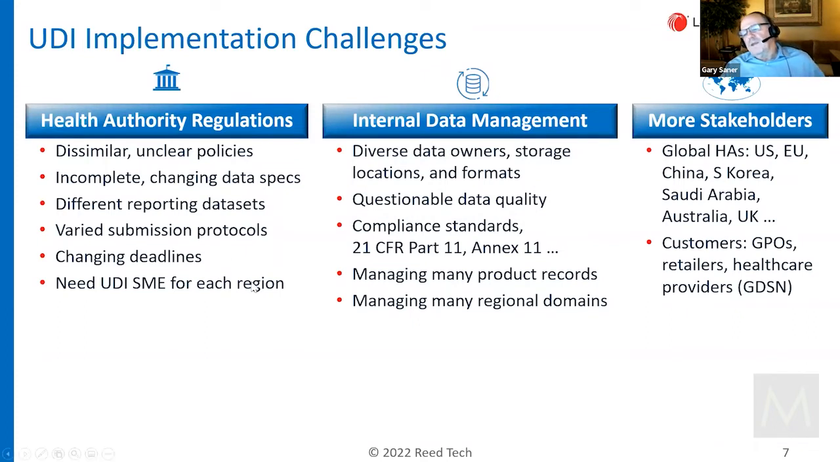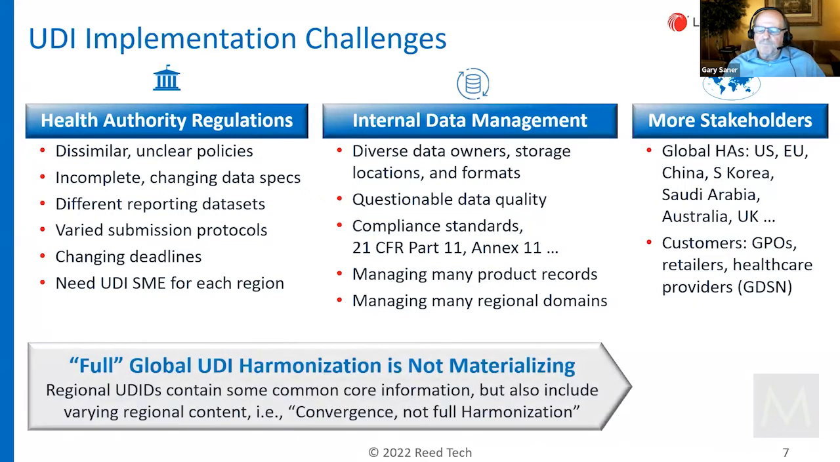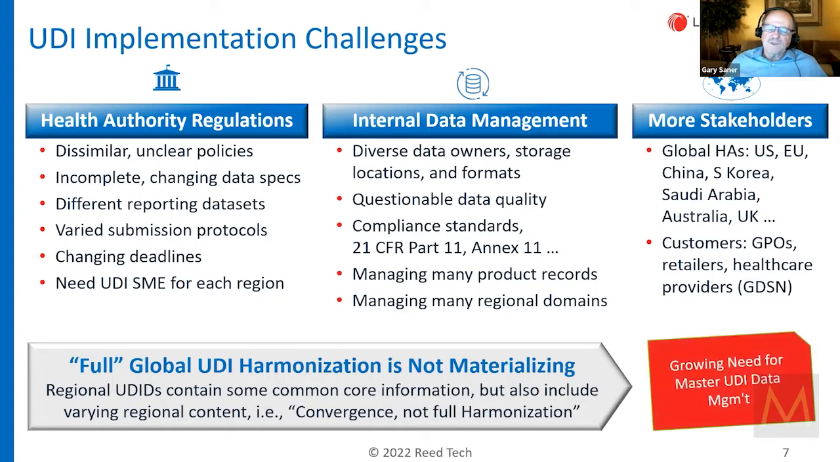Independent of that, in the bottom right-hand corner here is the customers. These are those trading partners that you actually sell product to. It might be something called a group purchasing organization, retailers, health care providers, and so on. I'm going to touch on that in a second. But the bottom line here, the takeaway is that, unfortunately, an ideal utopia type of one global UDI policy and data set, it's just not happening. And because of the complexity, a lot of companies are looking at some tools and processes to handle this under a holistic type of master data management.